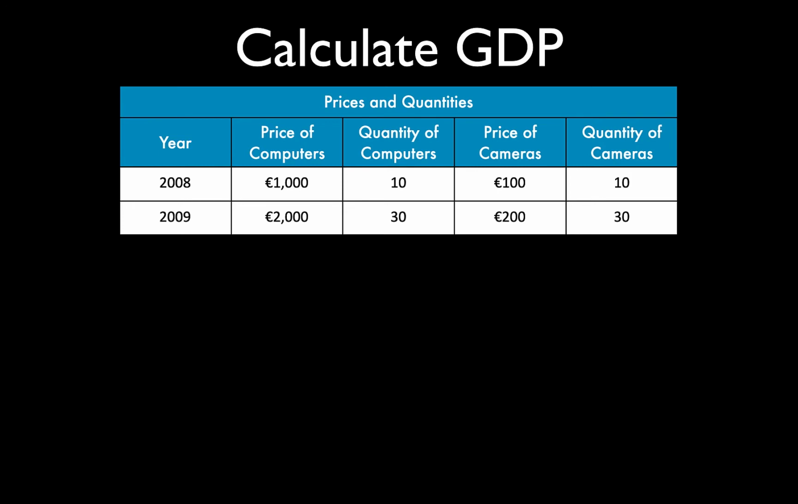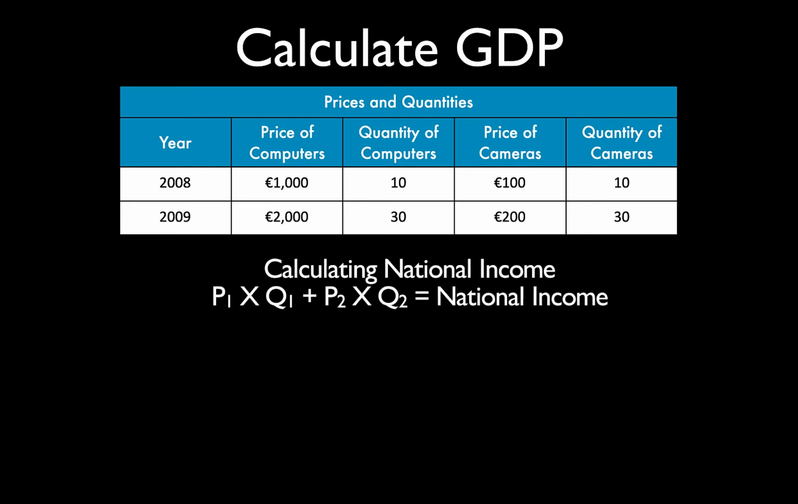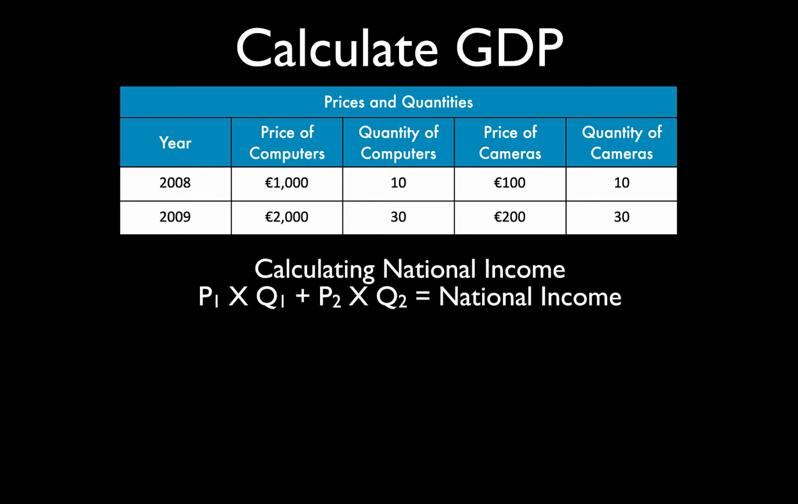Okay, well I hope you've had a chance to do that, and of course we're as always currently now using this formula, which is the price of one good multiplied by the quantity of that good produced plus the price of another good multiplied by the quantity of that good produced. We do that for every single good that was produced in the economy in that year and we get national income. So looking at 2008, of course, there's two types of goods in each year.